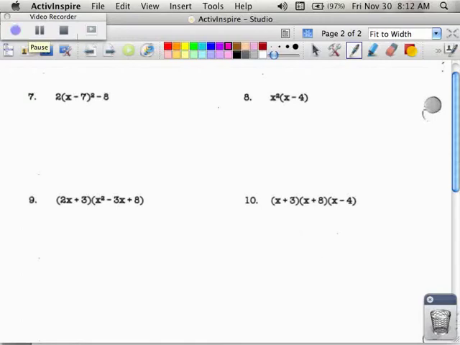Number 8 is very similar to the one we just got done with in number 6, so I'm going to do that one first. In number 8, there's a term on the outside of a parentheses. I use the distributive property, so x times x squared is x cubed, and x squared times minus 4 is minus 4x squared, and that's it. You're done.